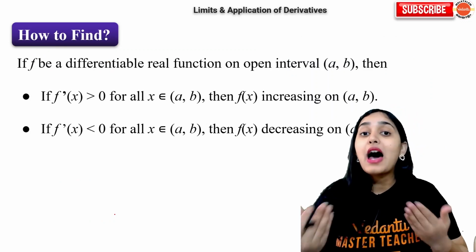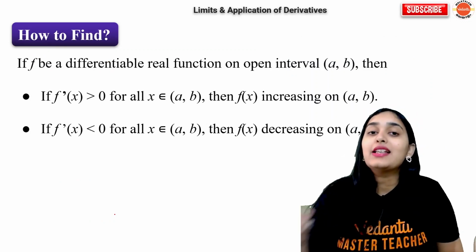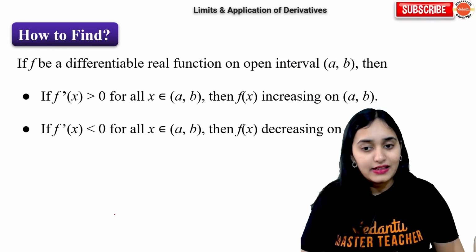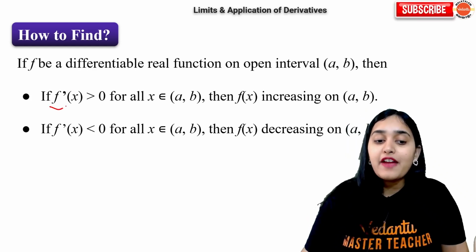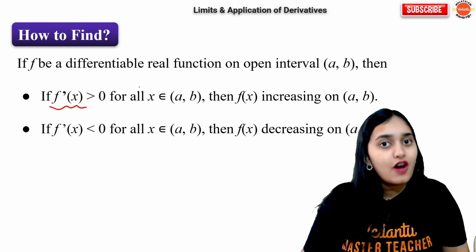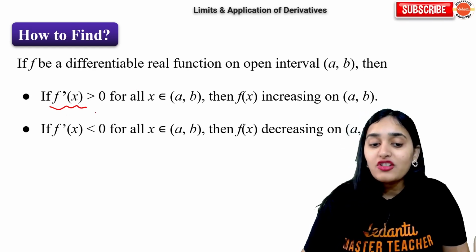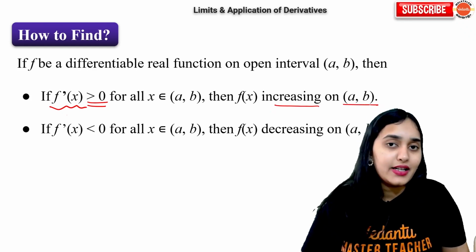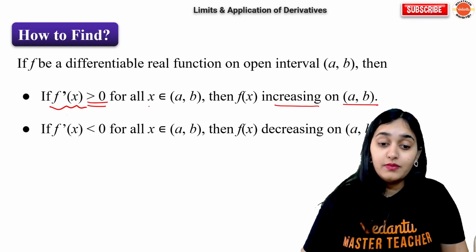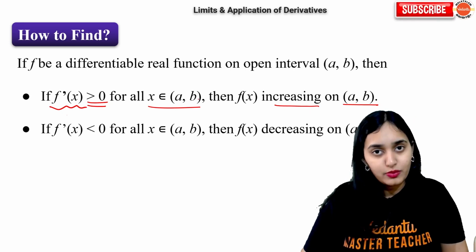Understood? Now how do we check whether it is an increasing or decreasing function? First we find f dash of the function, of the curve. If f dash of x is greater than 0, it is an increasing function in the interval a to b, where x belongs to a to b.